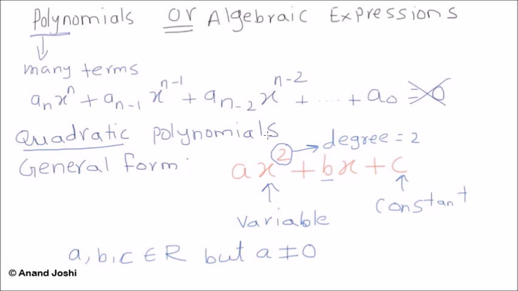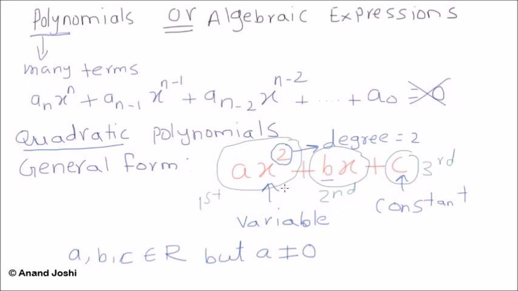Because if a becomes 0, this first term becomes 0. It vanishes. So the quadratic polynomial reduces to a linear polynomial bx plus c, where bx is the second term, c is the third term. So you can observe that if the degree is 2, the maximum number of terms the polynomial can have is 3. If the degree is 3, the maximum number of terms is 4, and so on. So a cannot be 0, because if a is 0, the first term vanishes and the polynomial reduces to a linear polynomial, which is absurd.